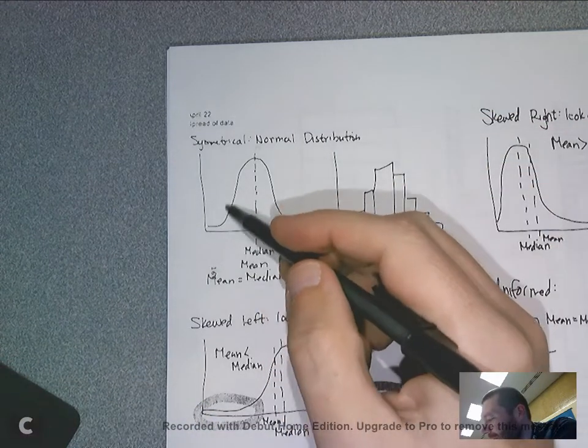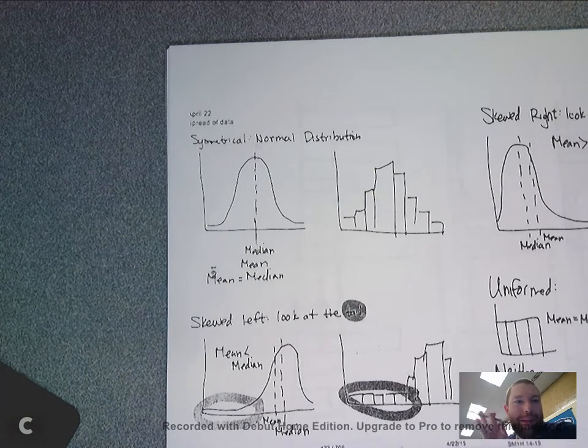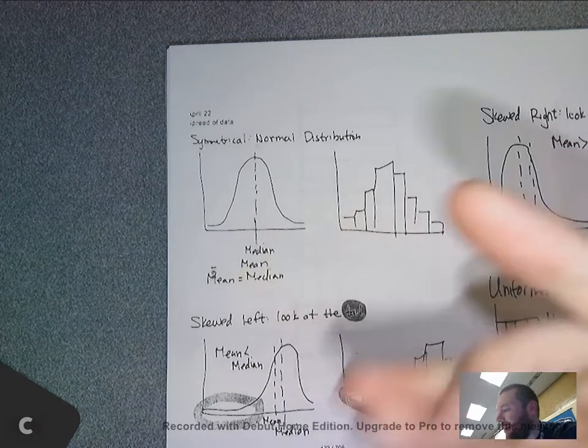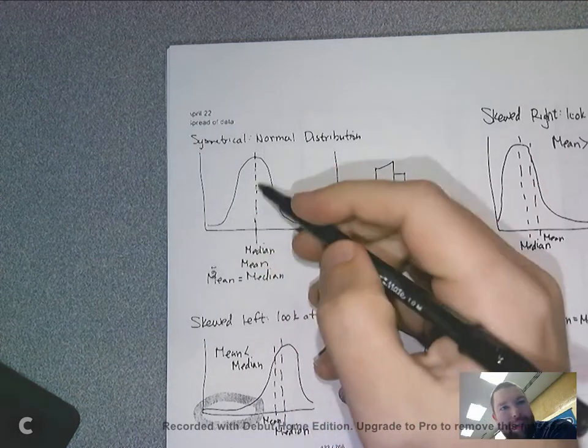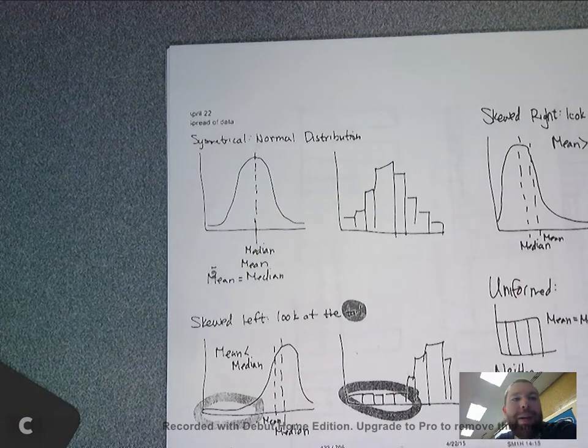And notice how it makes a little curve, like a bell. Again, just a reminder, normal distribution looks like a bell, right? You've heard of things called the bell curve, right? That's what normal distribution is.